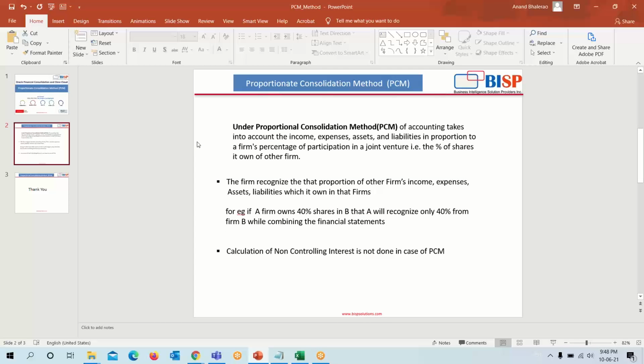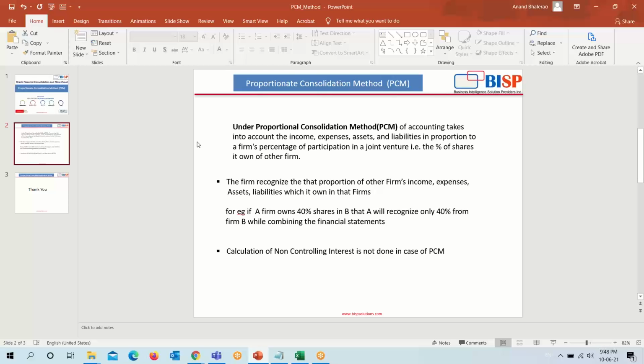Under the Proportional Consolidation Method of accounting, the firm takes into account the income, expenses, assets and liabilities in proportion to its percentage of participation in a joint venture. That is the percentage of share it owns of the other firm. The firm recognizes that portion of the other firm's income, expenses, assets and liabilities which it owns. For example, if firm A owns 40% of shares in B, then A will recognize only 40% from firm B while combining the financial statements.